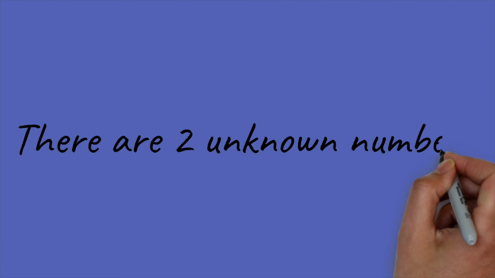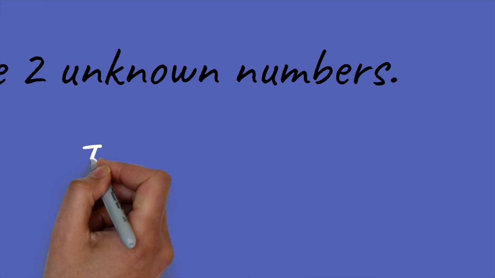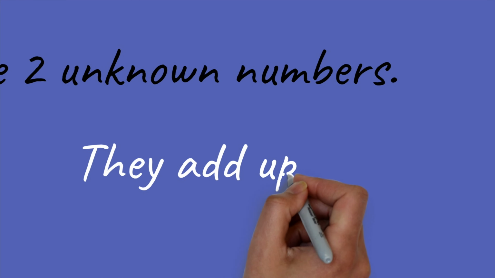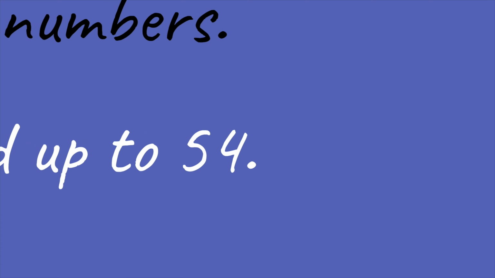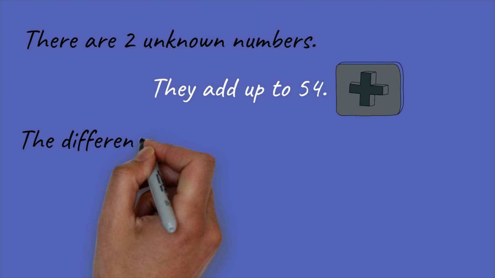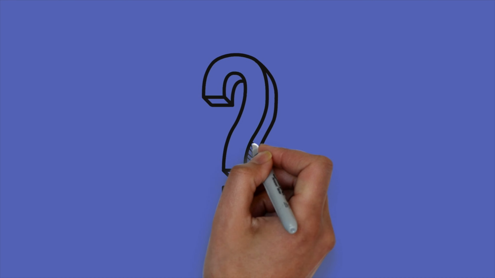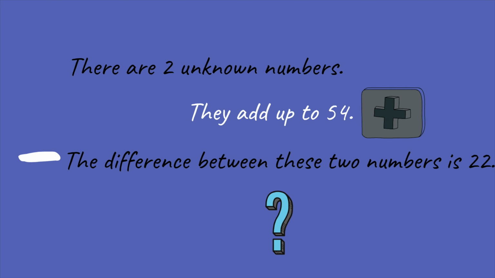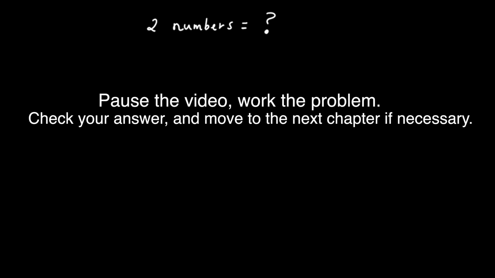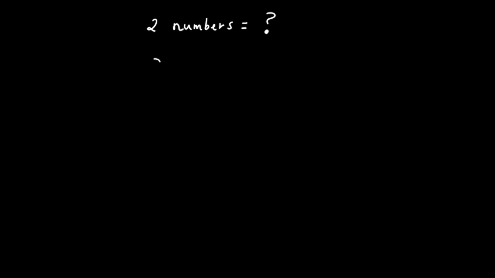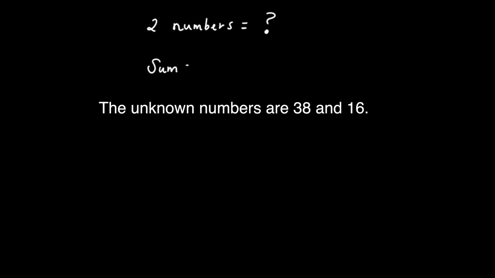Okay, so we have two unknown numbers, and we know that they add up to 54. And we know that the difference is 22. So what in the world are these two numbers? How do we figure this out? Okay, so we have our two unknown numbers, which obviously we're going to use unknowns as variables. So we'll use x and y.